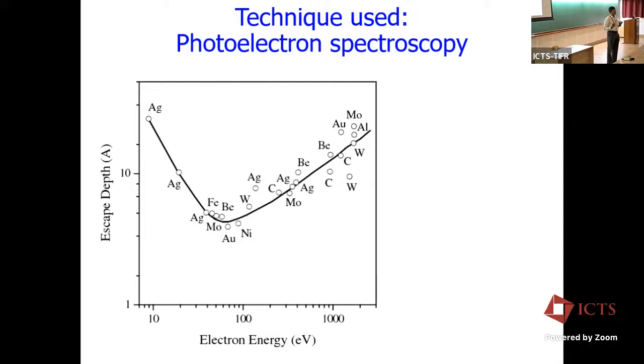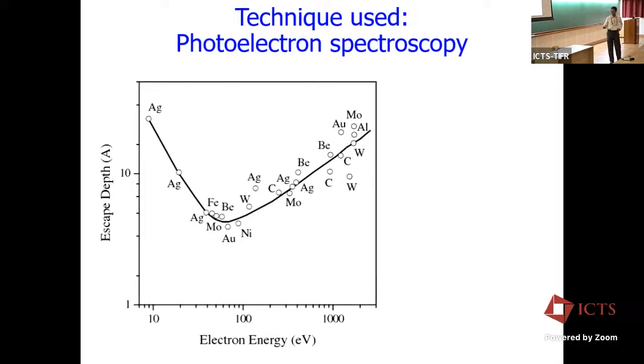Because if it undergoes an inelastic scattering, then it loses the information about energy. This inelastic scattering process has a very characteristic dependence on the kinetic energy of the electron. And that's plotted over here. As the kinetic energy of the electron changes, there's a sort of a universal curve. It has a minimum, and this minimum is on the order of 2-3 angstroms.